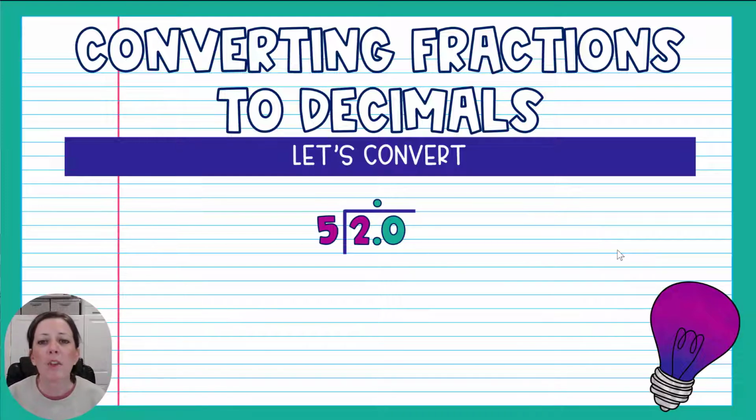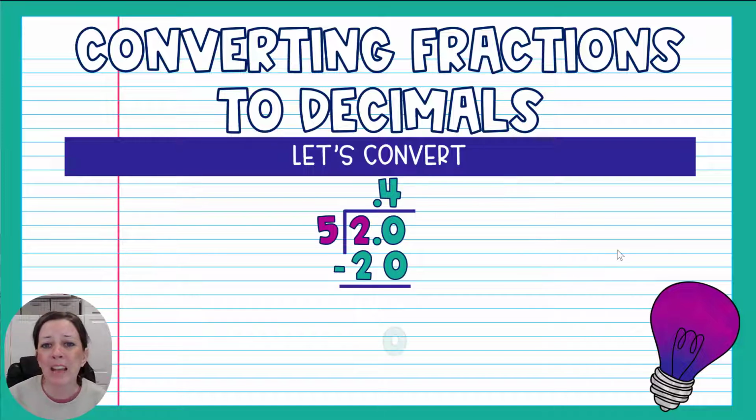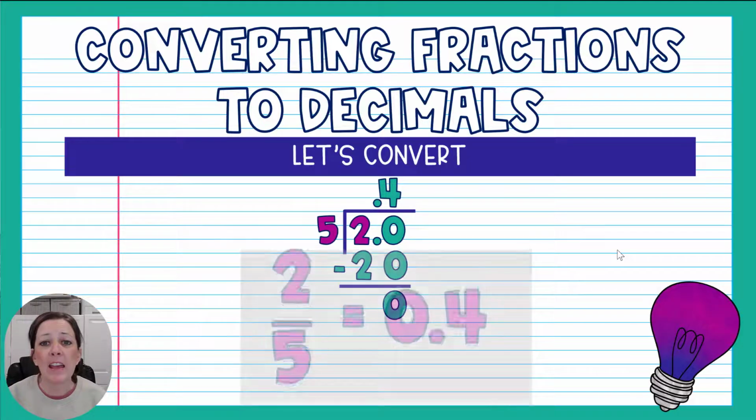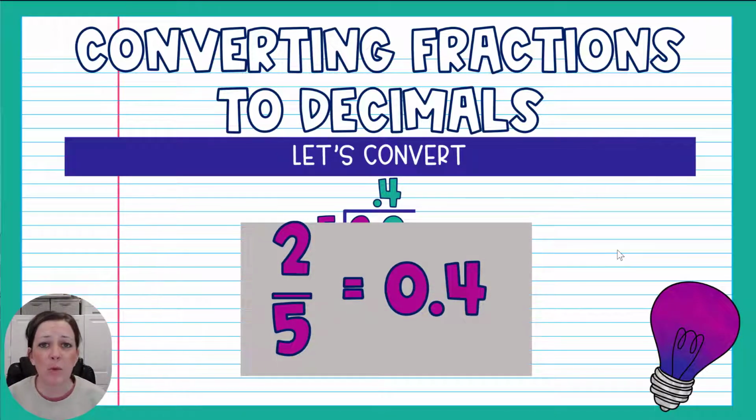So now, how many times does 5 go into 20? You got it. It goes 4 times. And 5 times 4 is 20. Our next step is to do some subtraction here. And 20 minus 20 is 0. And so that means we are finished with this division problem. And 2/5 is 0.4. Okay, we're just doing some simple division here.